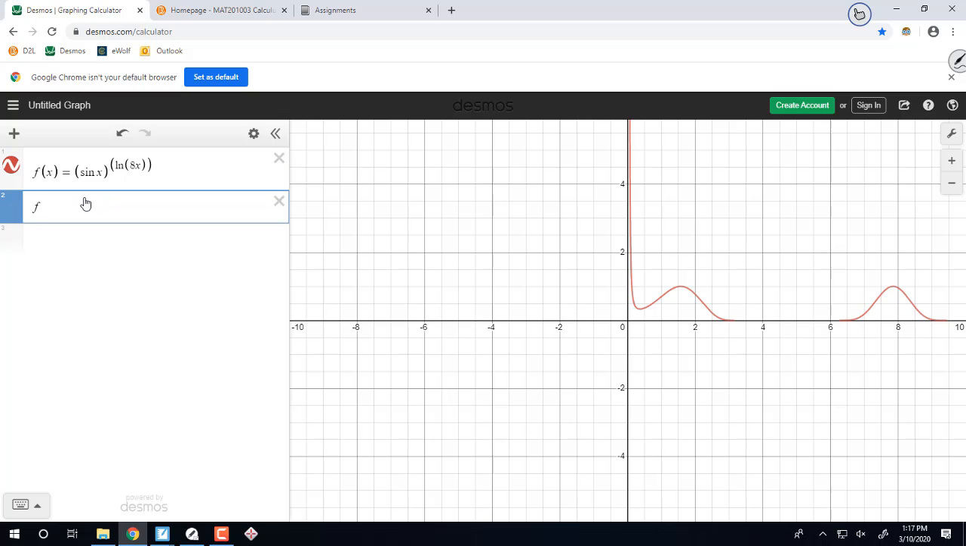So let's just evaluate f of pi over 2, just so we can see where that point is clearly.